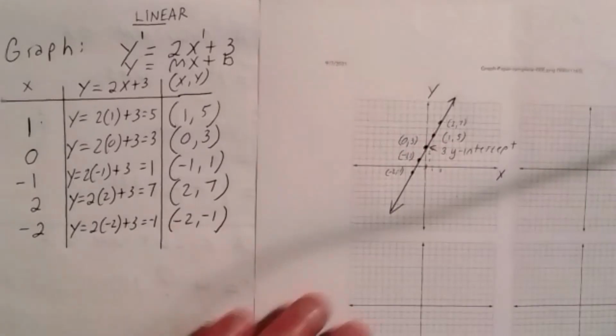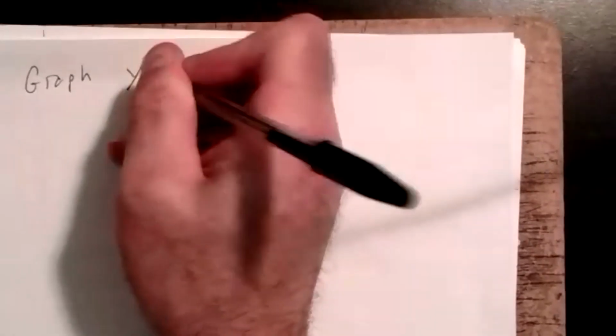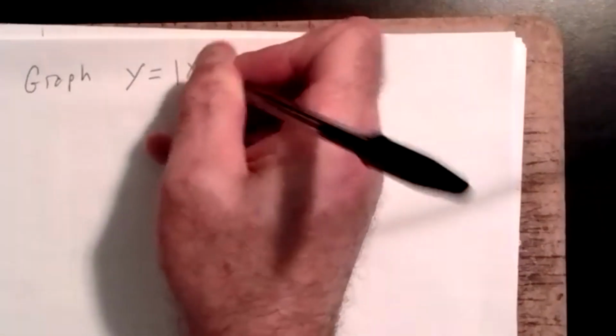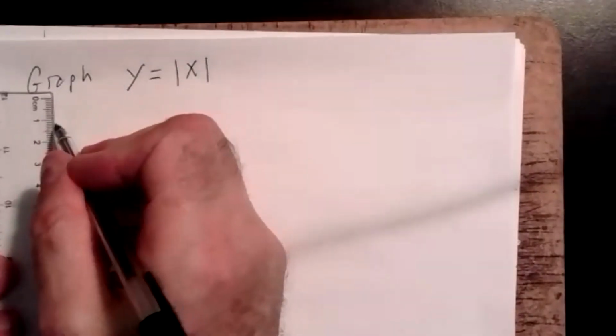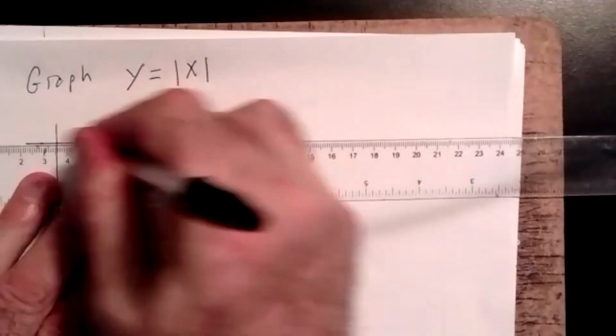All right, let's try another one here. So we graphed that linear equation using the table method. Let's see if next we can graph this simple absolute value function. Y is equal to the absolute value of x. To do that, we will again make a little table and start choosing some values for x, compute what y is, and then we'll plot the points and draw the graph.